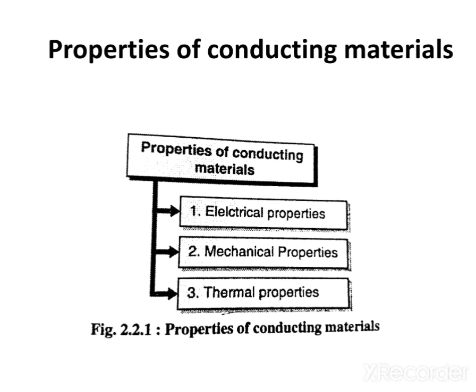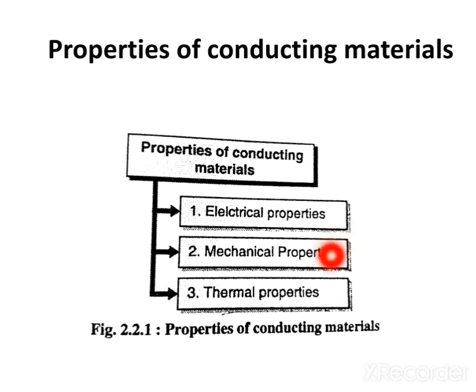The properties of a conducting material are further divided into three parts. The first one is electrical property, the second is mechanical property, and the third is thermal property. The electrical property includes that the material should be a good conductor of electricity. As a good conductor, it should also have low resistivity, and the conducting material should have a low temperature resistance ratio.